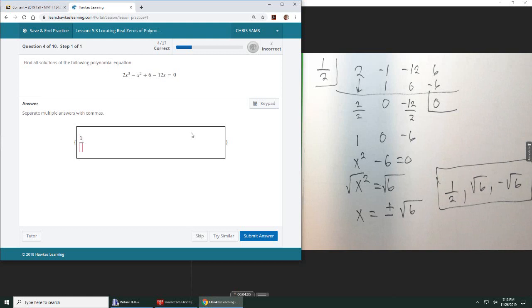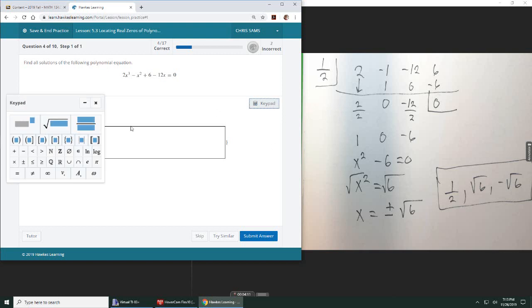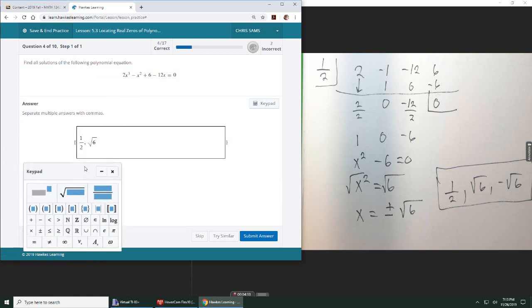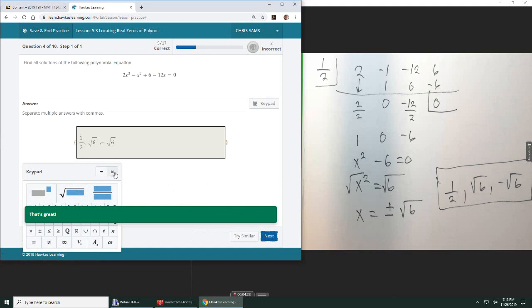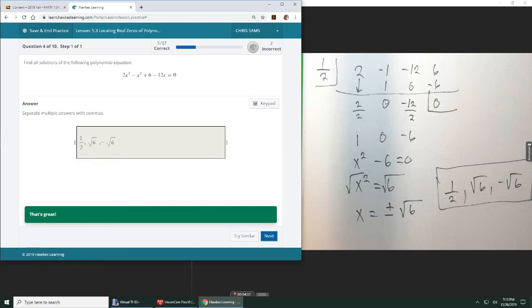So 1/2, comma square root of 6. Let me see what's going on. Go out, and then comma negative square root of 6. So it looked like 2.5, but it wasn't exactly, so that's why I always want to verify by hand.